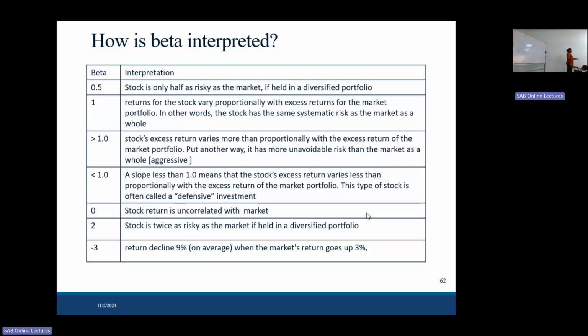Beta can be negative. There are some stocks that are going to be negative. So negative means going the opposite way. When the market is increasing, this company is decreasing. So this can happen to companies like mining companies.